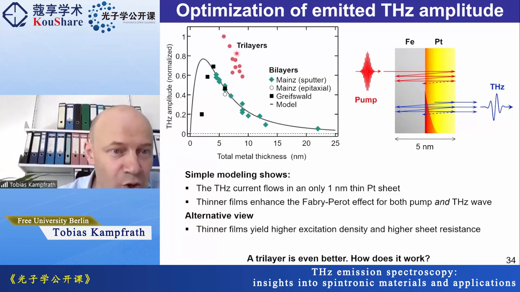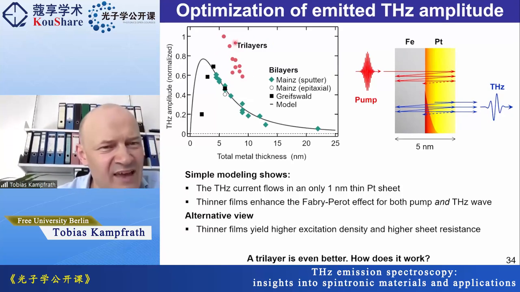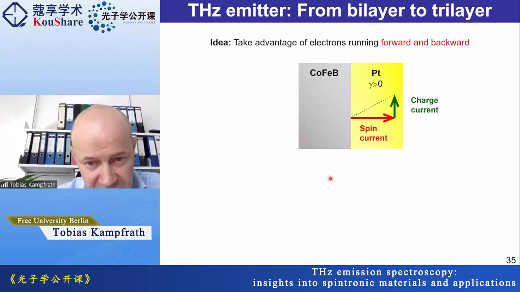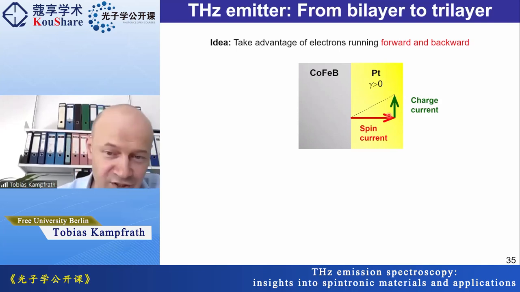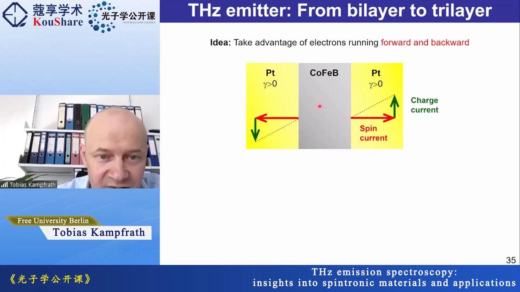But in this graph, you also see more data points here, these red ones here, and they are labeled trilayers. So this means we don't only have here two layers, but actually three layers. So how do they work? It's actually a very simple trick. Here we have the ferromagnet. We get the spin current into the platinum, and then the charge current and terahertz emission. But this means we basically neglect the spin current that would flow to the left-hand side.